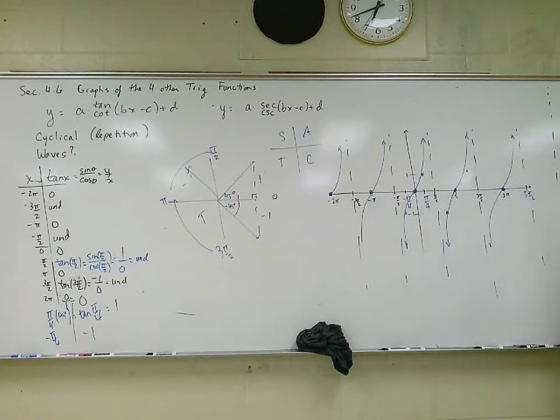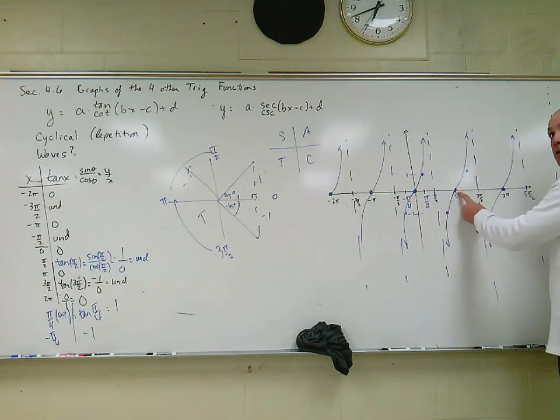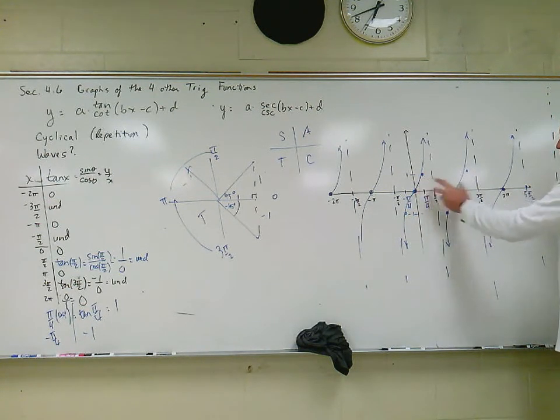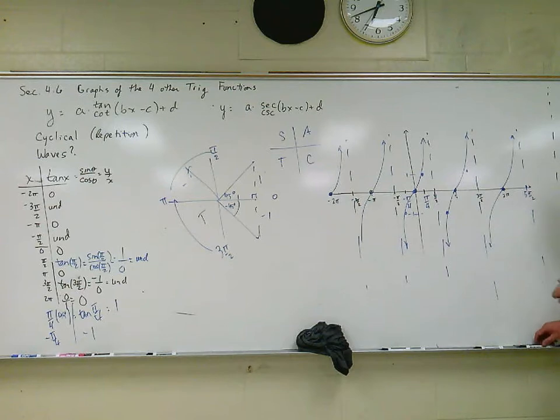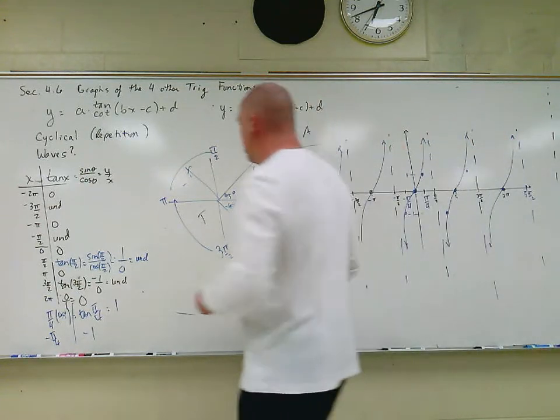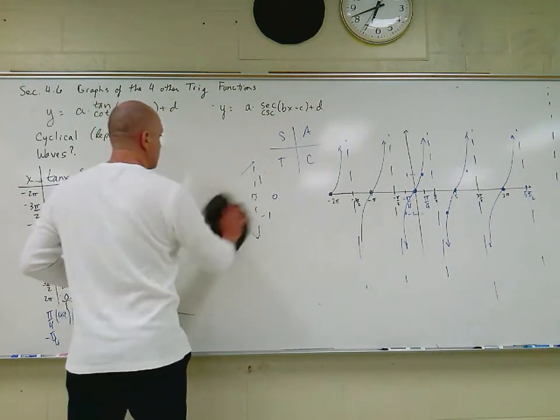How far in the x direction before it repeats again? Pi. Tangent is pi periodic. I just look right here. 0 to pi. Pi. Pi to 2 pi. Pi. So tangent is pi periodic, not 2 pi. Okay? So that's important. So we're going to make a note of that. All right. So a couple of things.